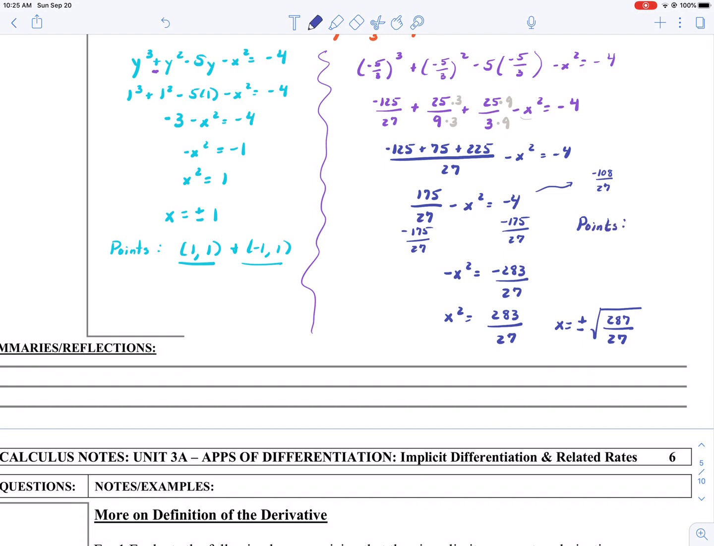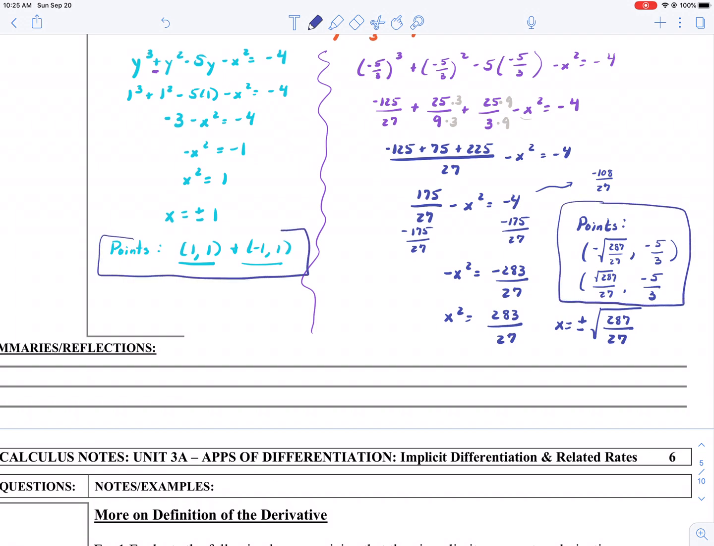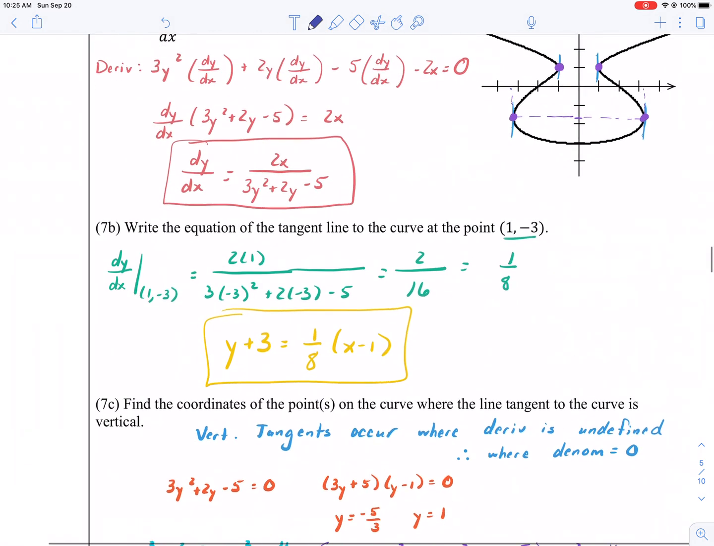So the points, again, of vertical tangency are going to be the negative root of 287 over 27, and then a negative 5/3 is the y value, right? And then the positive root of 287 over 27, and then a negative 5/3. So these are your 4 points right here of vertical tangency, and that is where the denominator of your derivative is equal to 0.